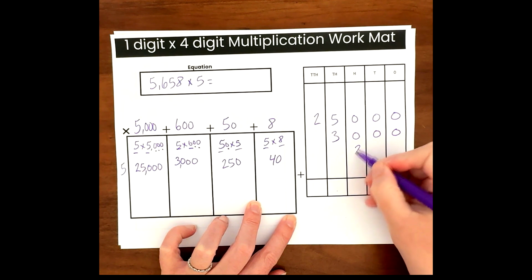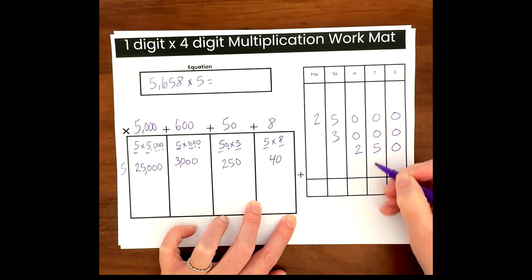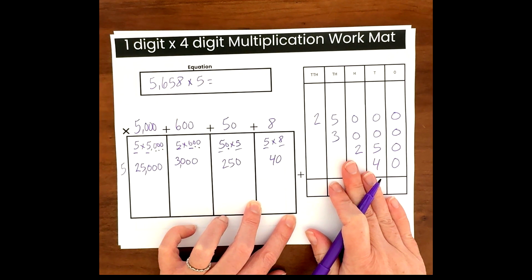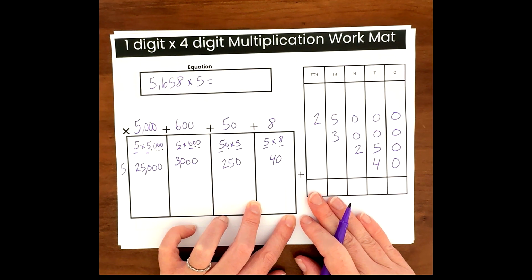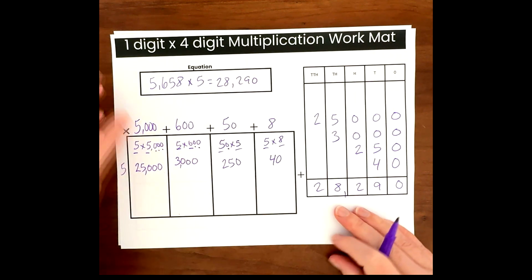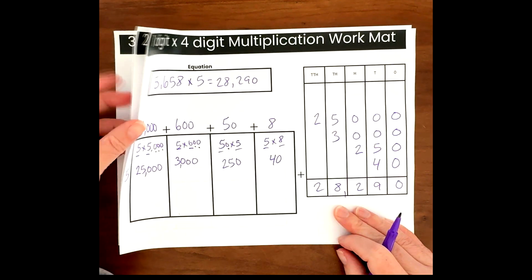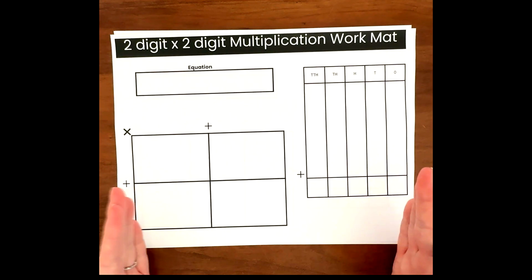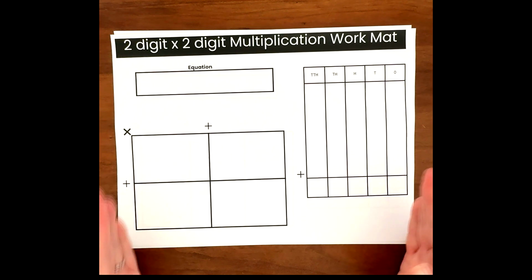3,000, 250, and 40. And you can see here why I include this place value chart, just to help them make sure that all of the digits are lined up in the correct place. All right, once we have shown mastery of that, then we're going to move on to 2-digit times 2-digit. So this is where the 4th grade standard ends.